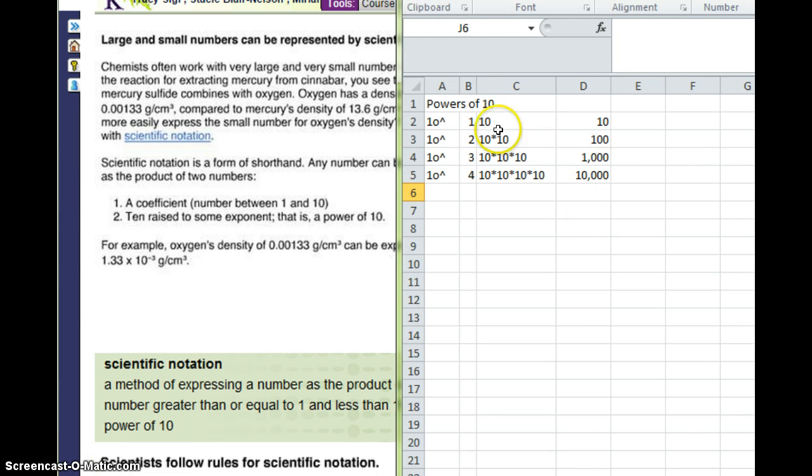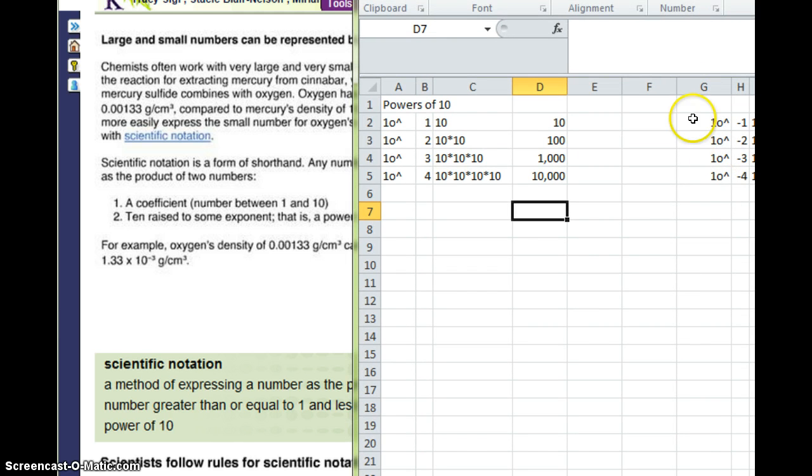Let's review some powers of 10. 10 to the first power simply means 10. 10 to the second power is really the same as 10 times 10, which is 100. 10 to the third power is 10 times 10 times 10, which is 1,000. 10 to the fourth power is 10,000. So you can see there's a huge difference. Think about money. There's a huge difference between 10 to the first power and 10 to the fourth power. It's not that you have $3 more, it's that you have 9,990 more dollars. So a huge difference.